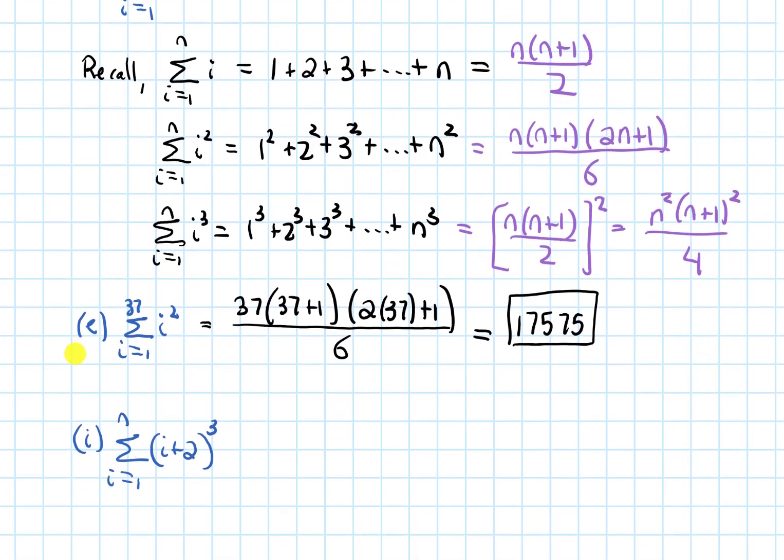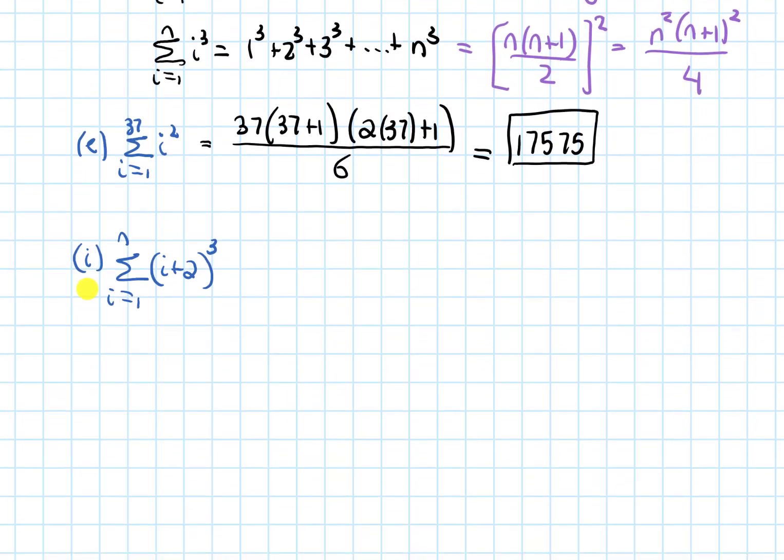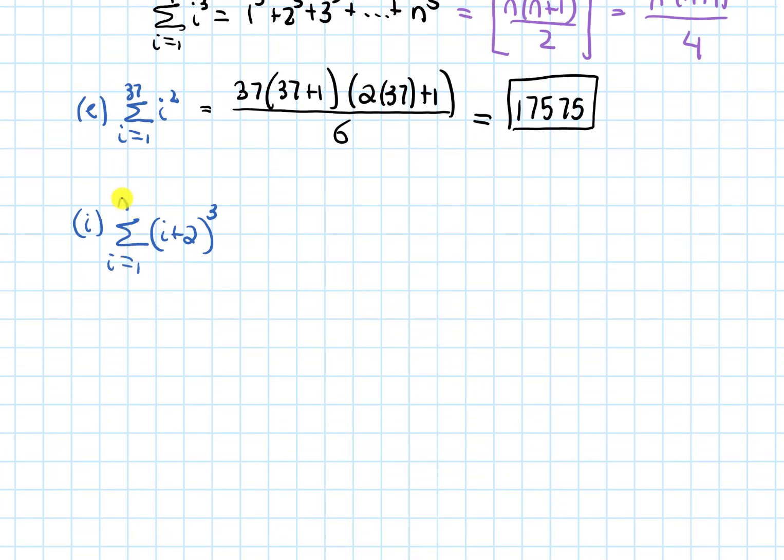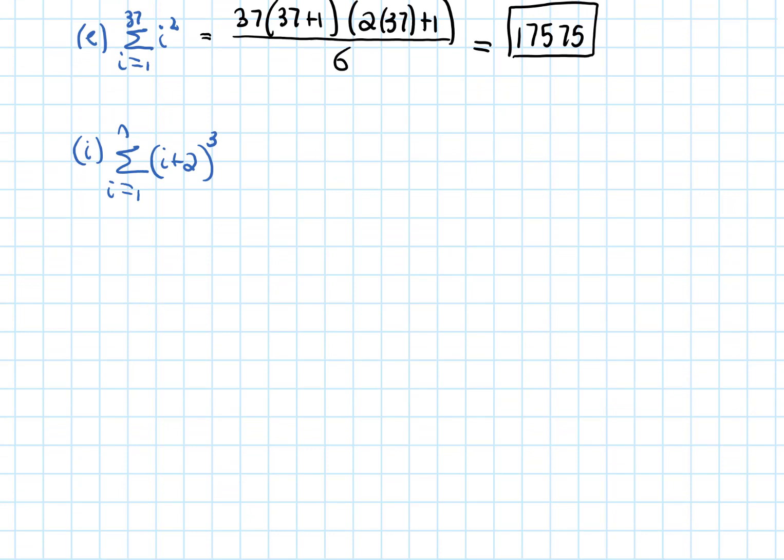I also get part I. So for I, we have the sum from 1 to n of (i plus 2) cubed. So I want to solve this in two ways. So we'll do it one way. With the first way, let's just try plugging in values. If we plug 1 into this, we'll get (1 plus 2) cubed, which is 3 cubed. If you plug 2 in, we'll get 4 cubed.